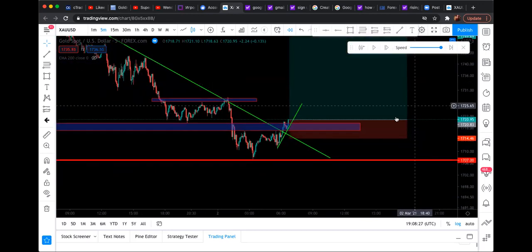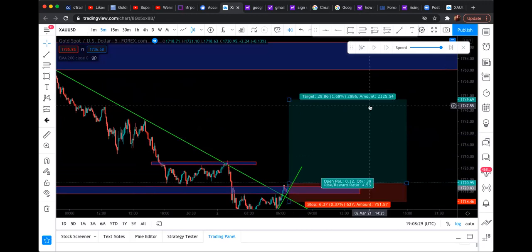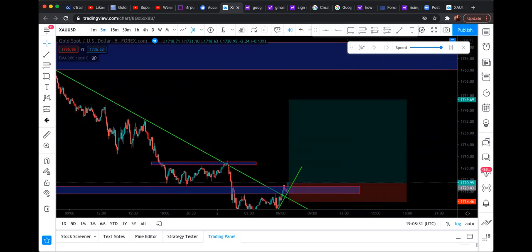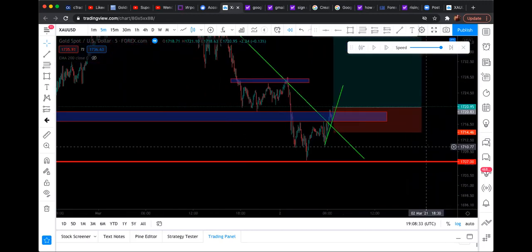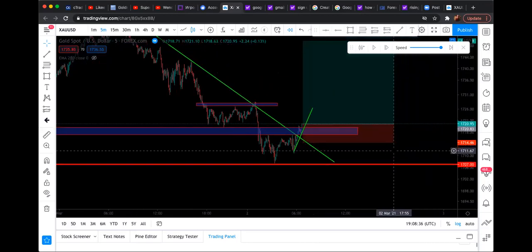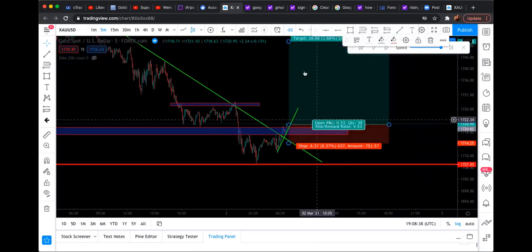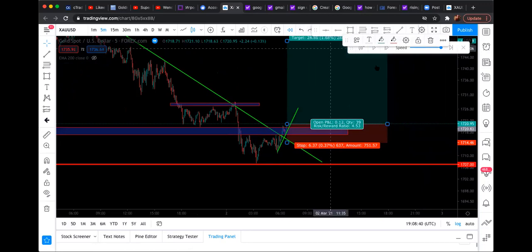Do you get it? So imagine the risk to reward, 6 with how many pips? 6 is to 200. Just calculate it. That is even more than 1:20, I think. So now price is there. Sorry, let me undo. So now price is there.